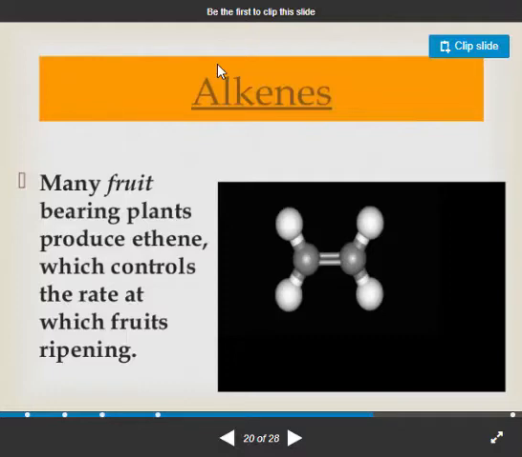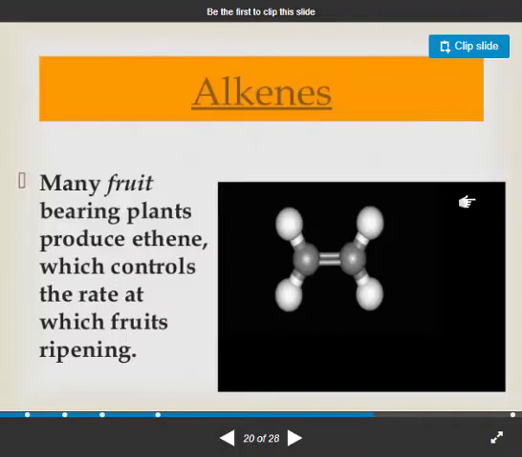So again, the alkenes are the second class of hydrocarbons. They contain 1 double bond between 2 carbon atoms, and then the rest are hydrogen atoms. What is the general formula for them? It is CnH2n. So if it's C2, it is going to be H4. If it is C3, it is going to be H6.